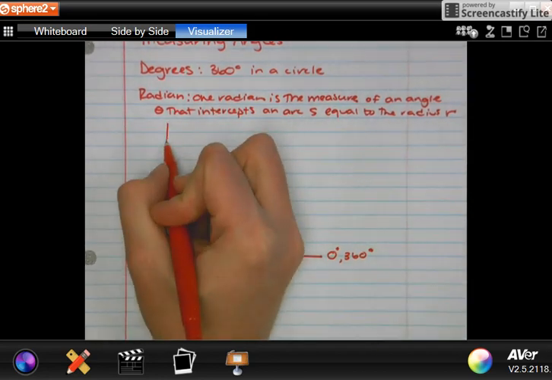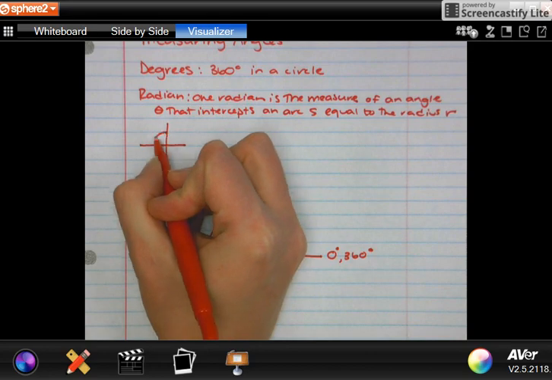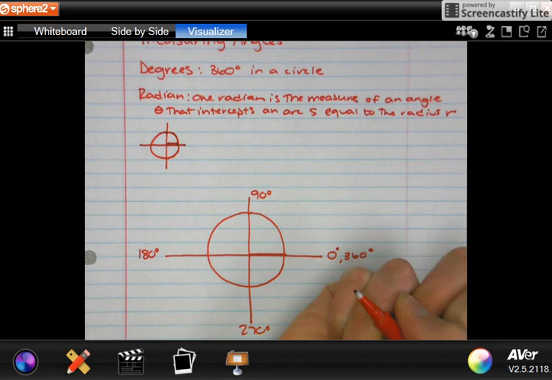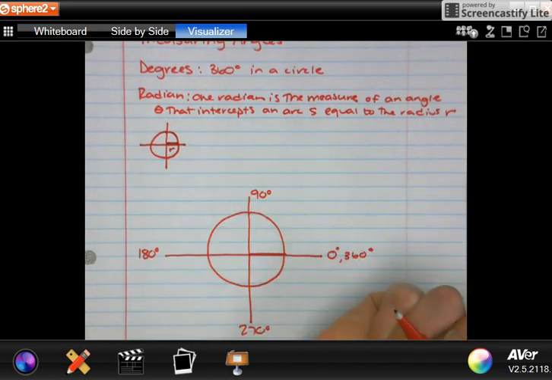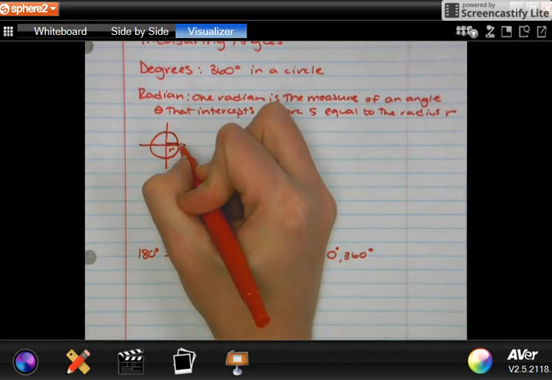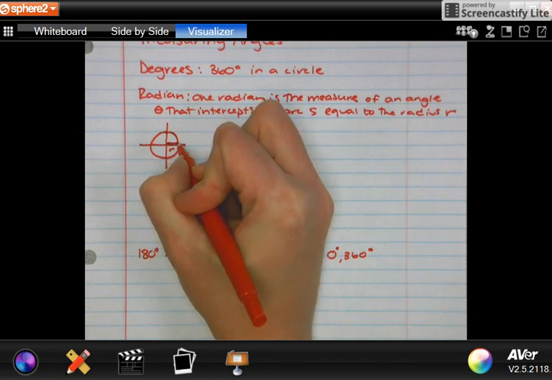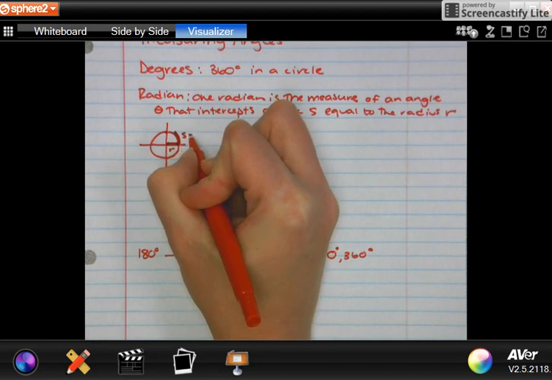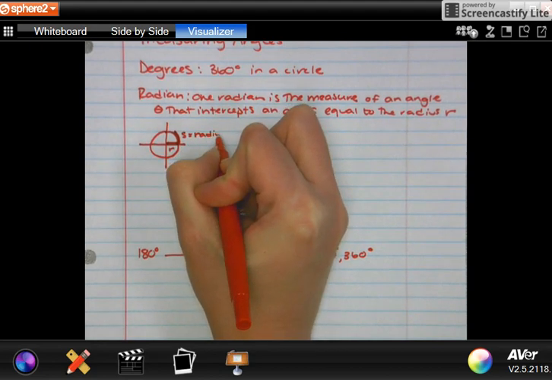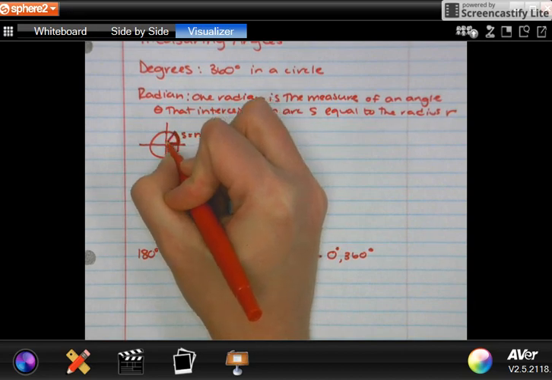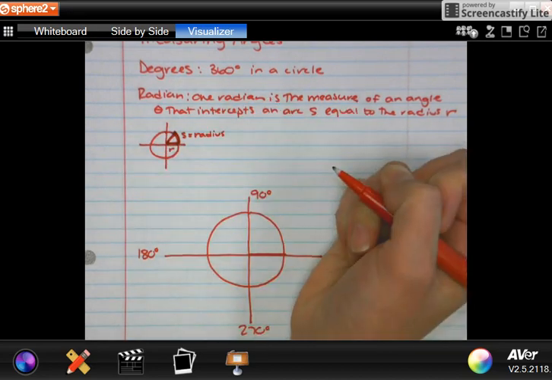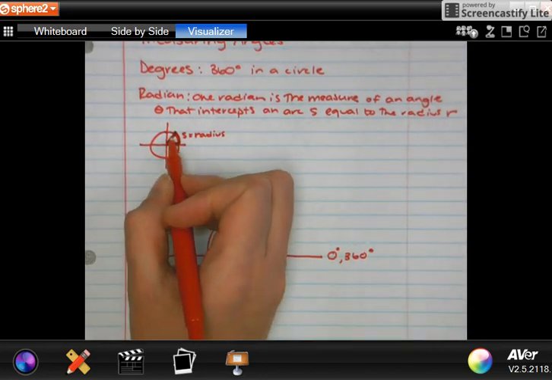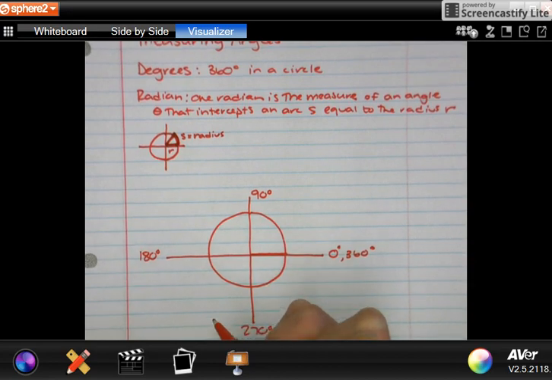So you can kind of draw a picture of what 1 radian is. So imagine we have a circle here. This distance right here is R, the radius. What this definition says is that 1 radian is, imagine taking that radius length and wrapping it around the circle that has an arc length S equal to the radius. That angle here, from the initial side to there, theta is 1 radian. So the distance from the initial side out to here, theta is equal to 1 radian.